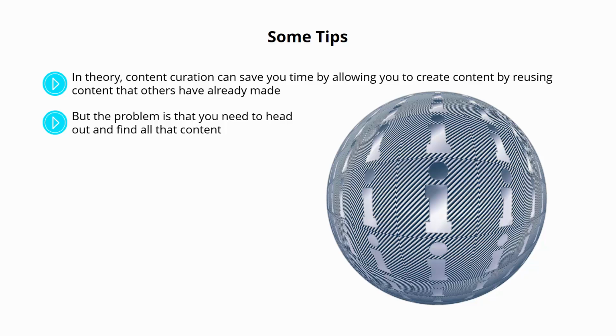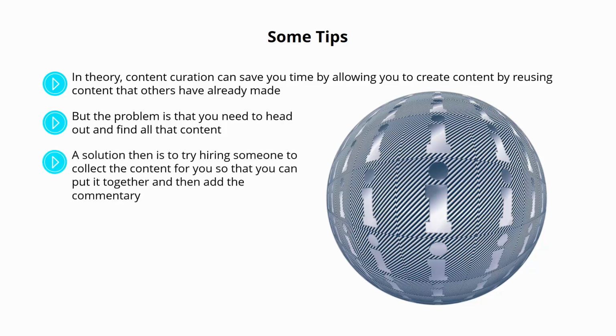And you then need to be able to add some kind of interesting commentary and tie it all together. When you consider all these jobs, it becomes apparent that this can actually end up taking a long time. A solution then is to try hiring someone to collect the content for you so that you can put it together and then add the commentary. Consider using a VAS, virtual assistant service, many of which will charge less than $1 per hour.